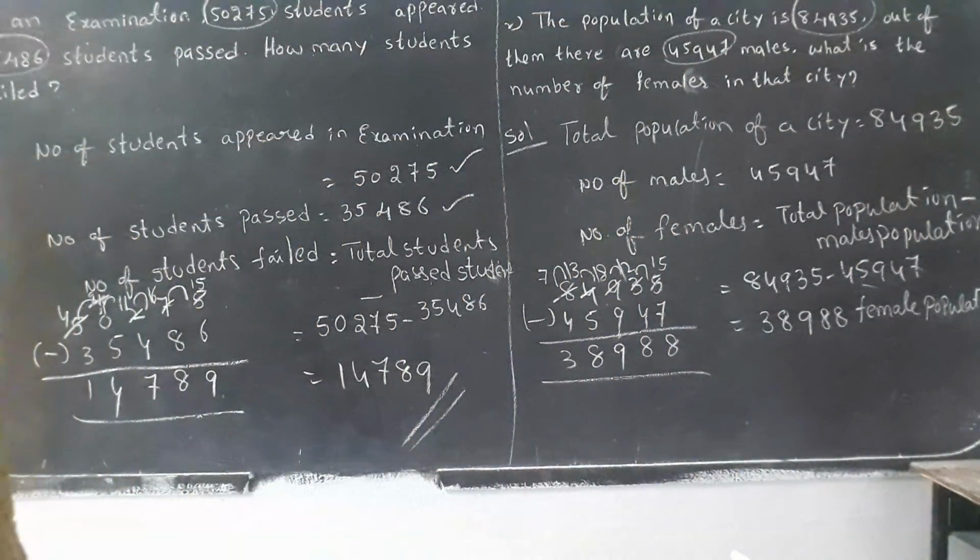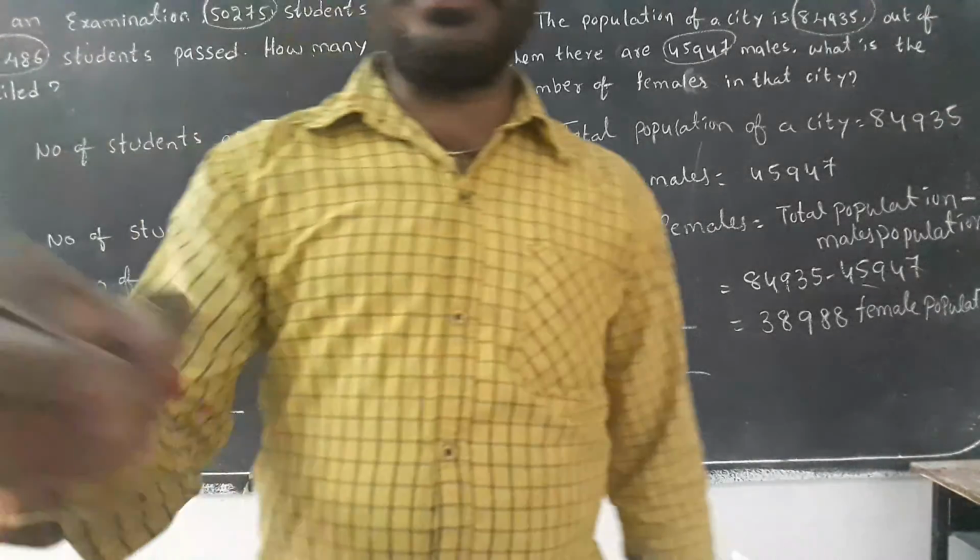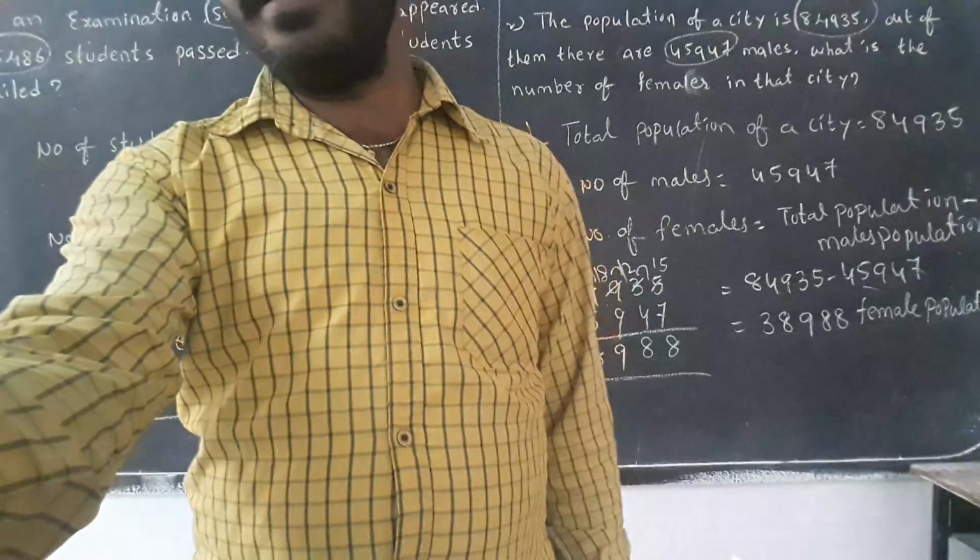Isn't it, children? This is the way we have to do the subtraction of story sums. Isn't it clear? Okay, thank you, children. In the next session I will explain the remaining part.